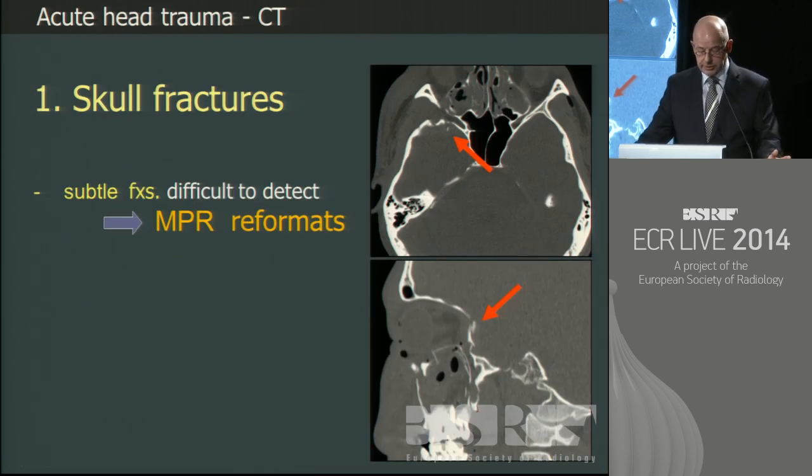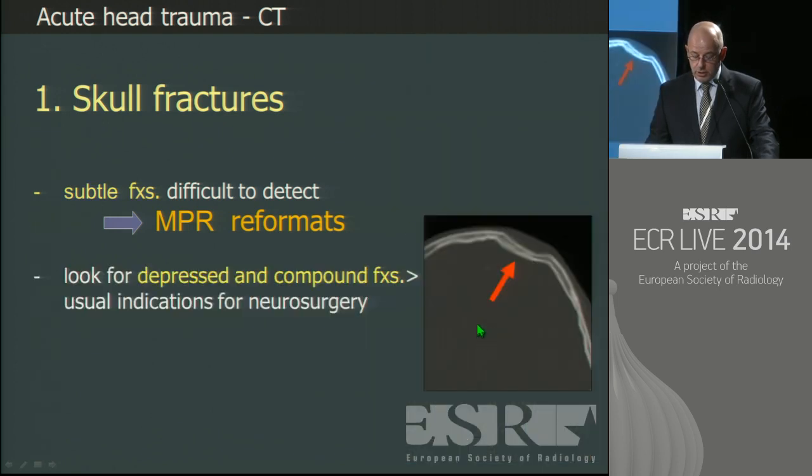Just 3 things about the skull fractures. Don't forget about using MPR formats. Why? Because some of the fractures, which are very subtle and tiny, can be visible much better in other planes than the axial ones. And this is the example. You see that there is a fracture here at the greater sphenoid wing, but it's much better seen on the sagittal.